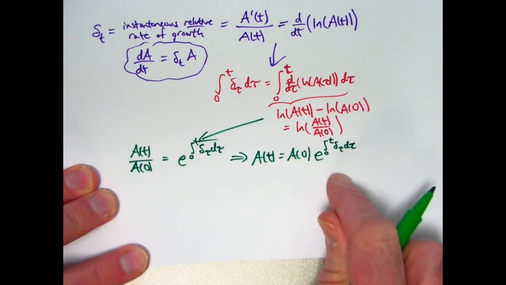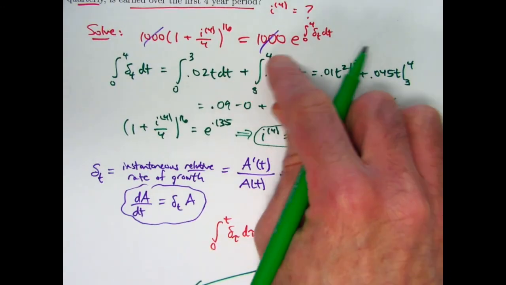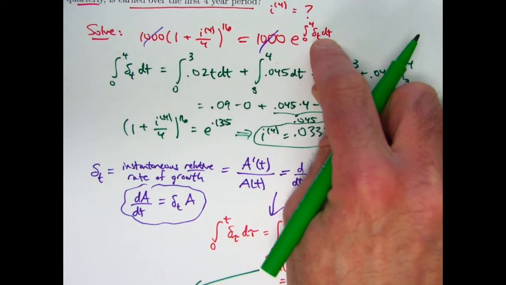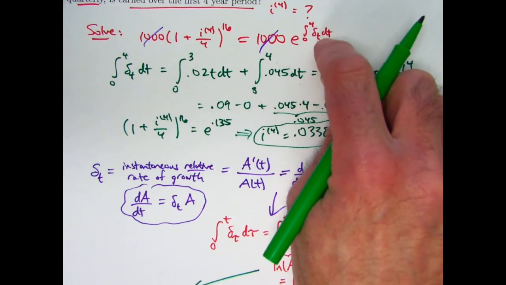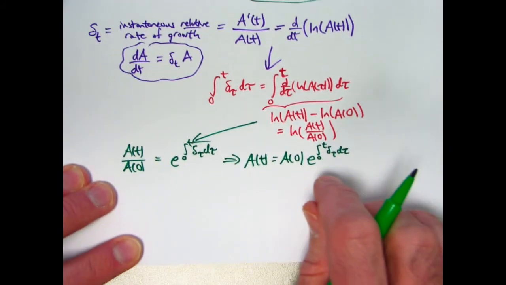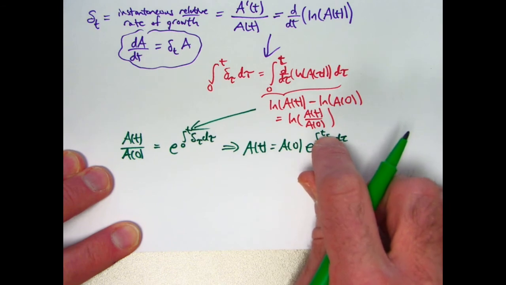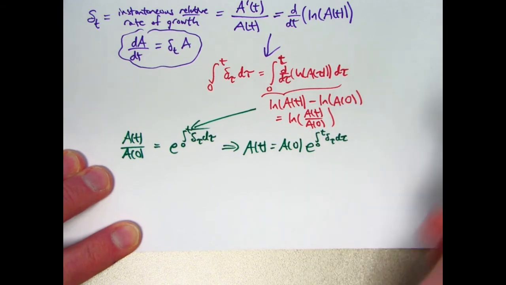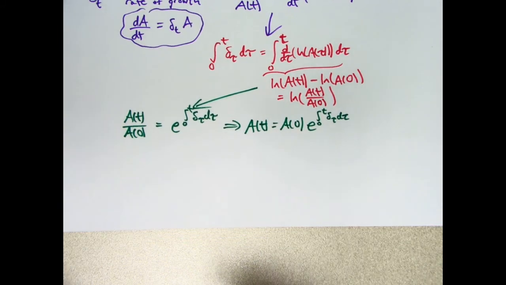Think about how this compares to what I did when I solved the problem back up here. A of 0 is 1,000. I went ahead and used a t there instead of tau. The upper limit of that integral was constant, so I could use a t here. That is the same thing I have down here with A of 0 being 1,000, t being 4, and then using a t instead of a tau up there. All right, so that allows you to solve for A of t.